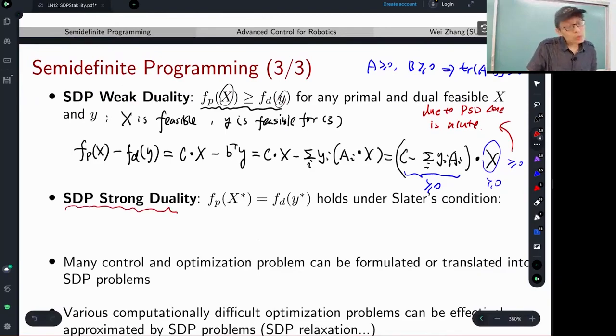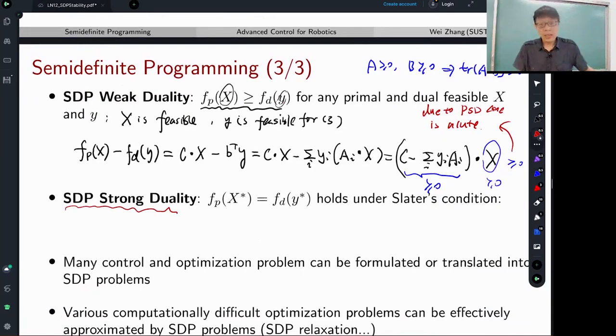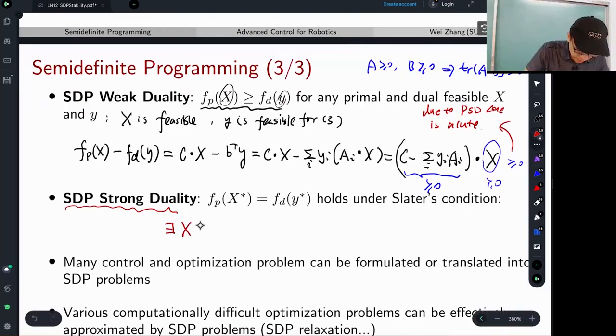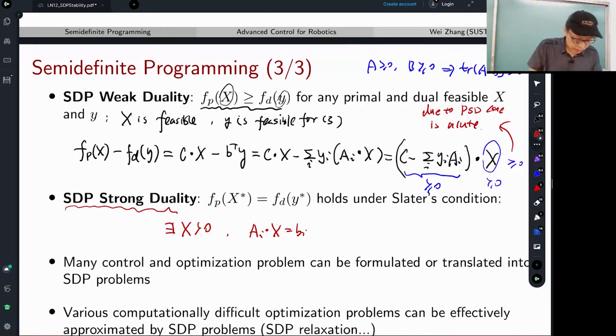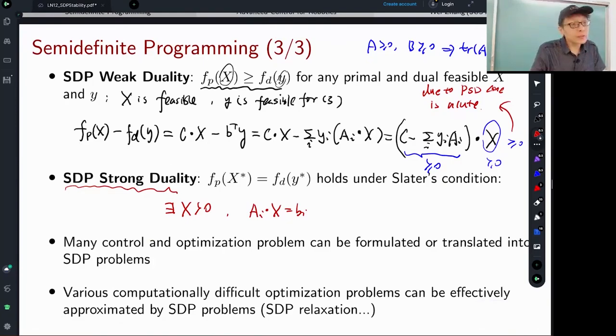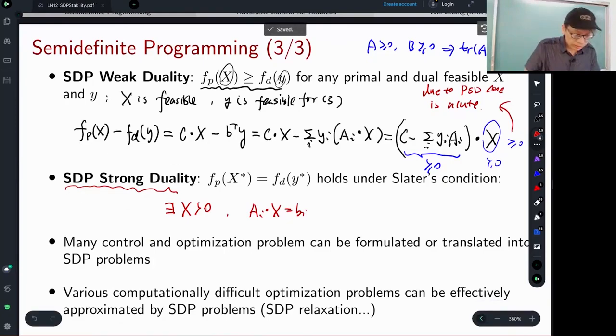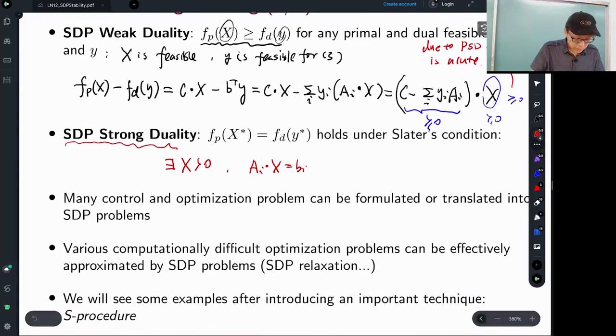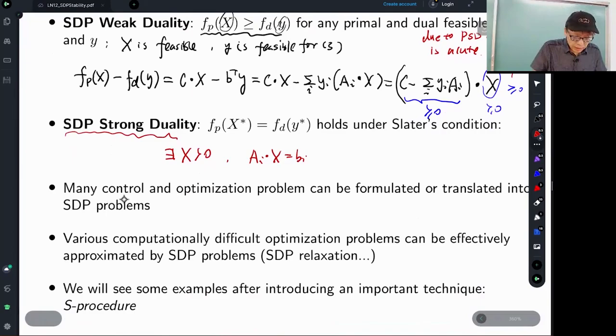And also because it's a convex optimization, strong duality always holds under the Slater condition. The Slater condition in this case is that there exists an X strictly positive definite, and all you need is that it exists and equals BI. That's it. I don't think we need to worry about constraint qualification that much. But typically if you have a convex problem, strong duality often holds. Okay, so many control and optimization problems can be formulated or translated into SDP problems, and there are efficient tools that can be used to solve them.